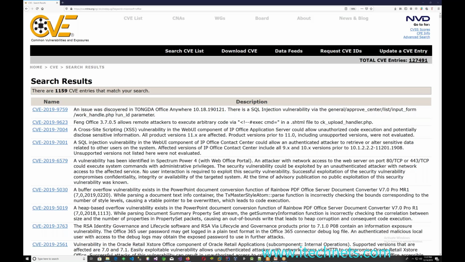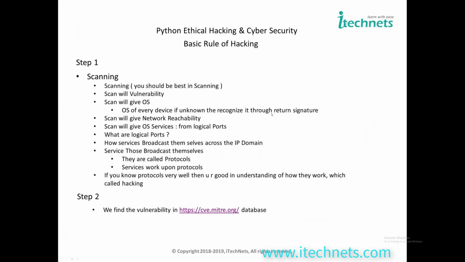So this is the second step of finding the vulnerability inside the cyber domain. It means in a hacking pattern, you first scan it, then you find the operating system. Also, you find the service and their version number, and that service and version number you put in this website, and you will find the vulnerability.